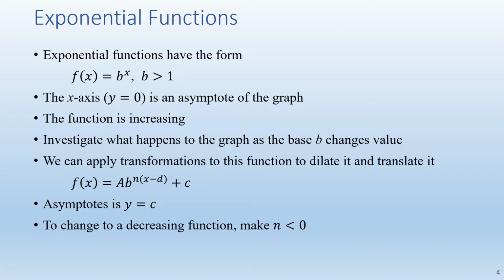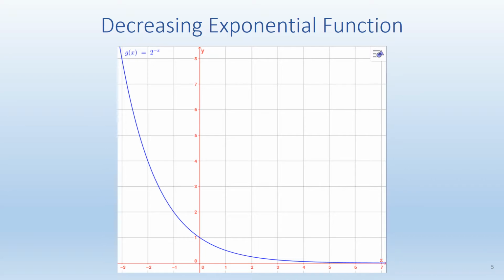To change our function to a decreasing function, then we need to make the transformation that will reflect the graph in the y-axis. That means that we need the n to be negative. So for example, a b to the negative x here will give us a decreasing function, and the b once again will have to be bigger than 1. So here we've changed our graph to a decreasing function.